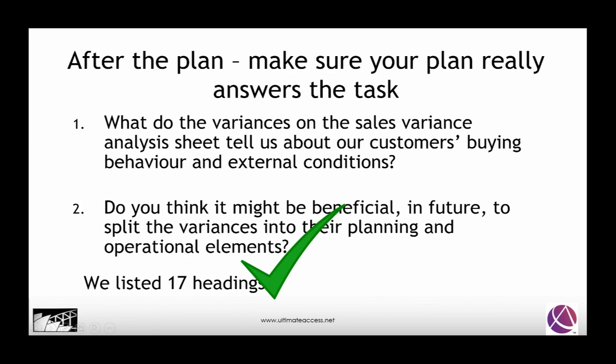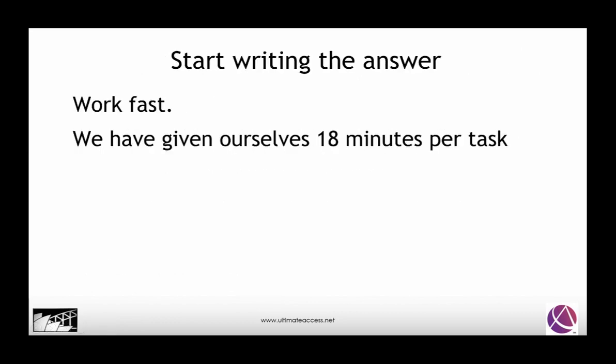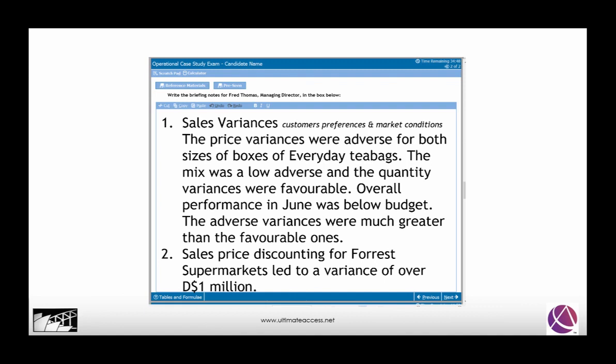We've got 17 headings. That's enough to get us started, and we've given ourselves about 18 minutes of task. Straight in, about 2 minutes for each of these paragraphs. The price variances were adverse for both the sizes and boxes of everyday tea, and we've got in there one sentence telling us about the issue, another sentence making sure that we are talking in the context of the Thomas's fine teas. Then move on to the next topic.